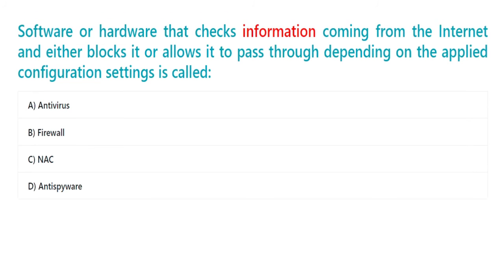Software or hardware that checks information coming from the internet and either blocks it or allows it to pass through depending on the applied configuration settings is called A. Antivirus. B. Firewall. C. NAC. D. Anti-spyware.